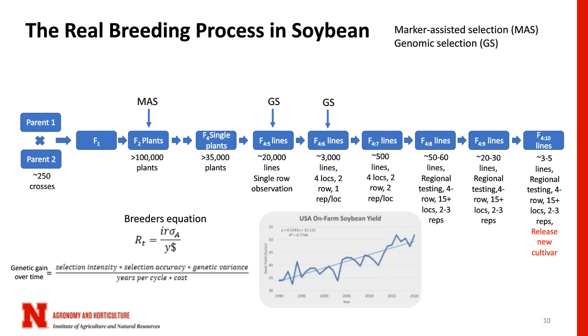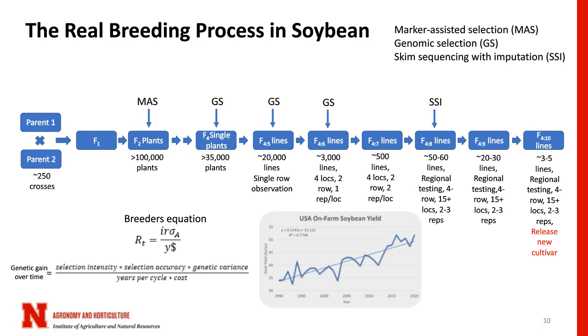And if you can get it cheap enough, can you even push it back to the single plants before you go to that single row observation? So there's a lot of opportunity there. Other areas where you can integrate markers, you've got skim sequencing with imputation, where now in soybeans, we're able to do 0.3x sequencing and impute up to 95% accuracy.